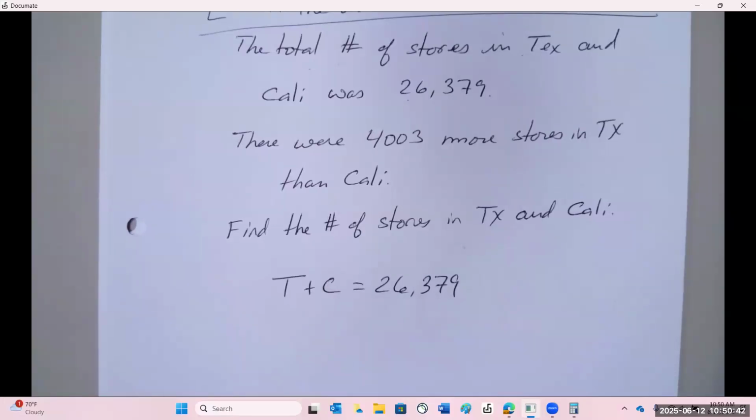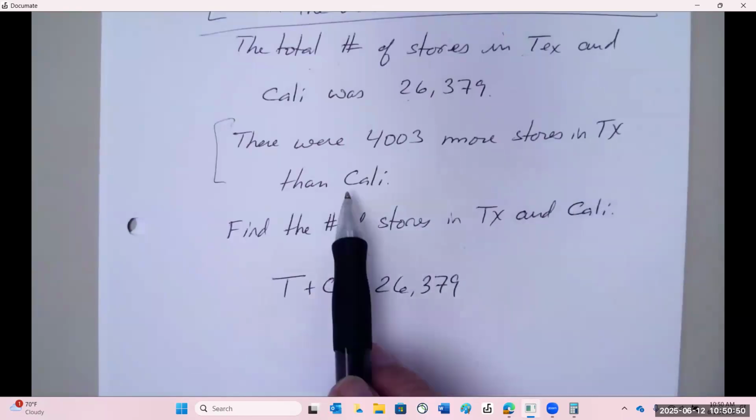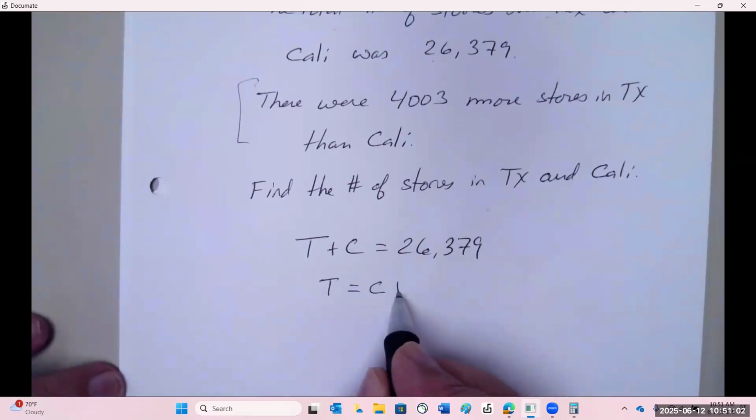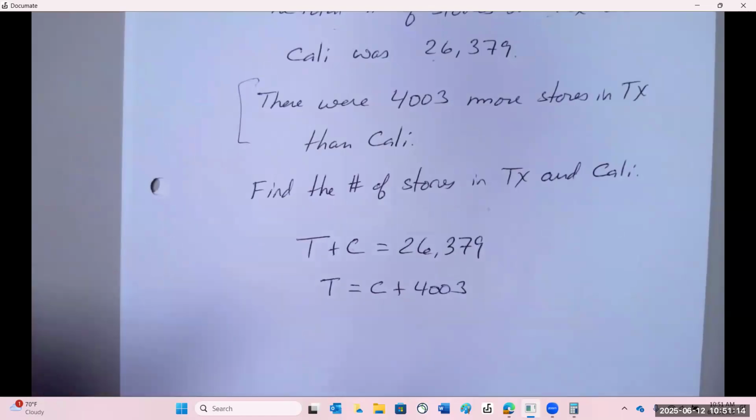Now I have to find a relationship between Texas and California. That's where the next sentence comes in. There were 4,003 more stores in Texas than California. How do I write that down in the equation? What it says is, in order for Texas and California to be equal, I have to add 4,003 to California, because Texas has more stores already. Again, it's how you read and interpret what's given to you. That's what makes this difficult. Most students would do Texas plus 4,003 equals California. That's wrong, because that means California has more stores.